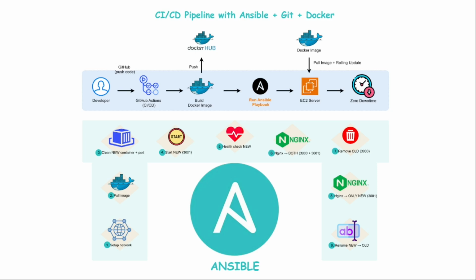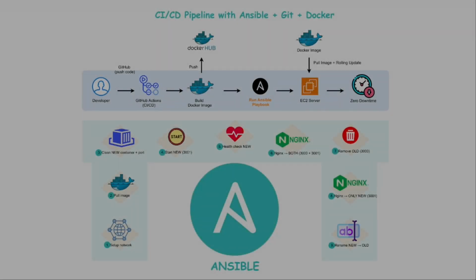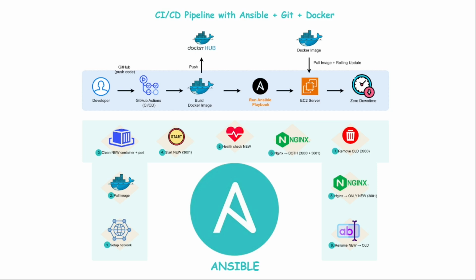Application flow. In this system, everything is automated from deployment to deployment. First, the developer pushes code to GitHub. This action triggers GitHub Actions, which acts as the CI/CD pipeline. The pipeline will build a Docker image, then push the image to Docker Hub.